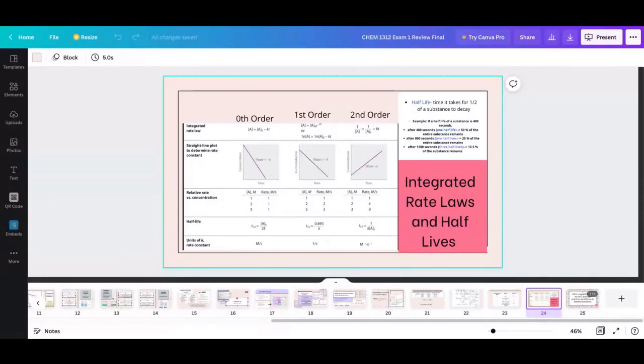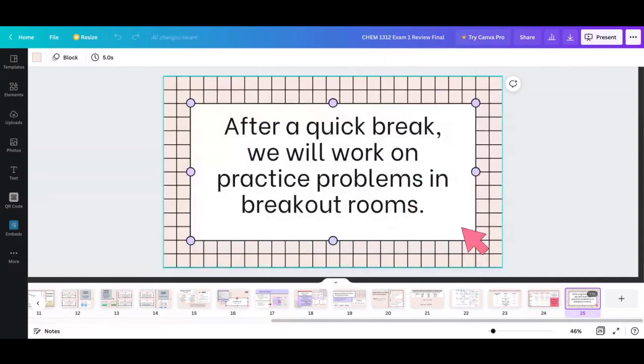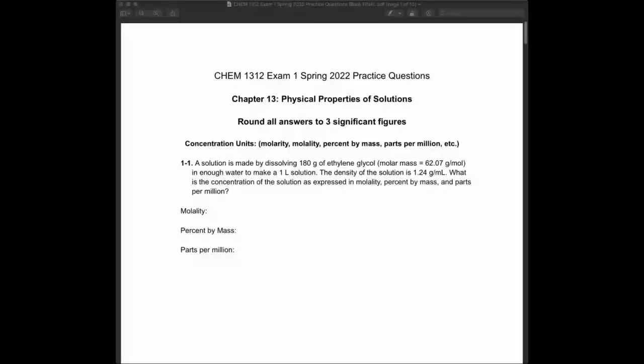Okay, so that is all for the review questions. We're going to go ahead and take a quick break. We'll also be able to answer questions, but after the break, we'll be working out practice problems in breakout rooms. Work on this problem together. I'll give you a few minutes to read this problem, and then we can talk about it.